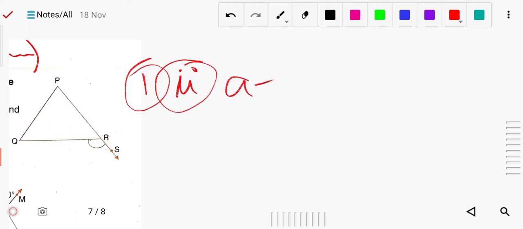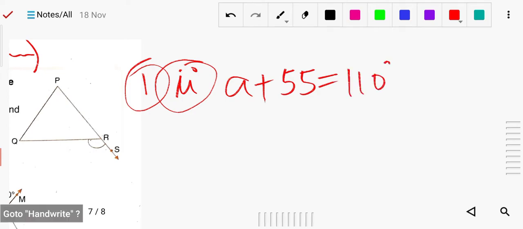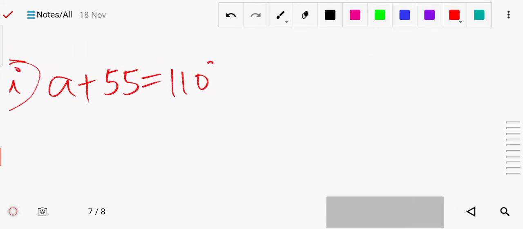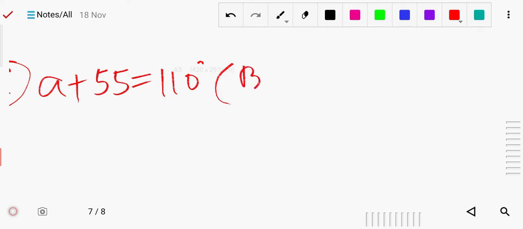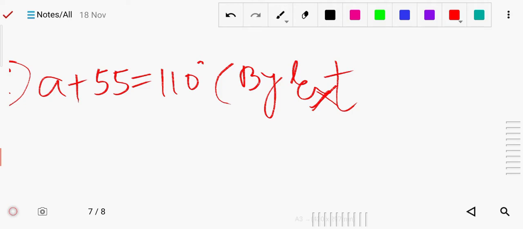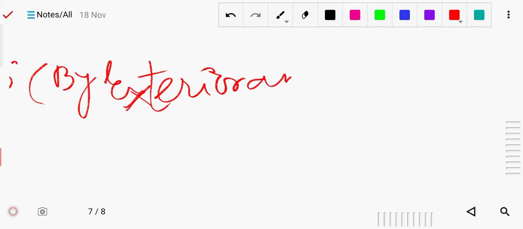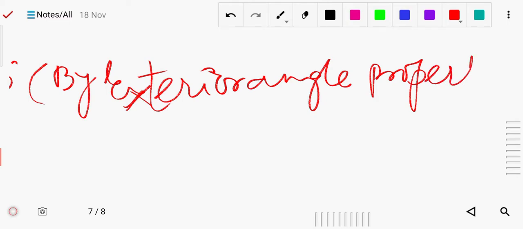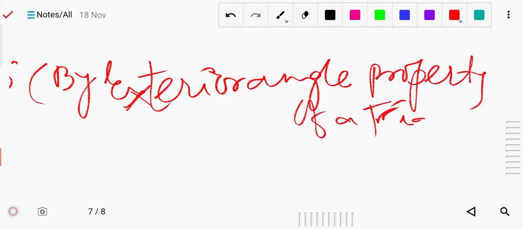So angle A plus 55 degrees equals 110 degrees. And by which property? You can write in the bracket, by exterior angle property of a triangle. Always mention this when you are using the property.